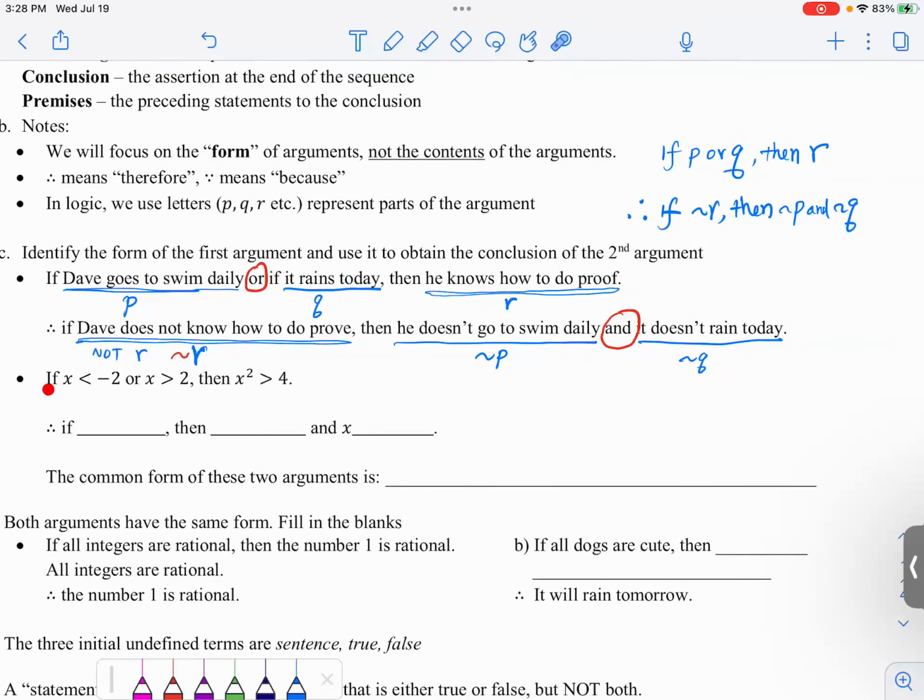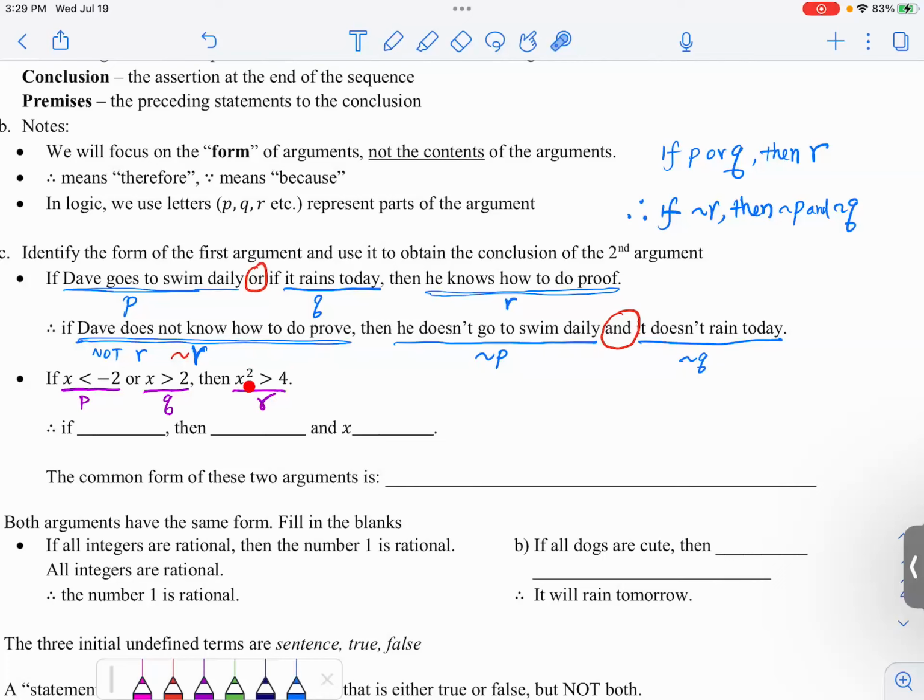So let's take a read of this. If x less than -2 or x greater than 2, I'm going to call this my P, this my Q, then this is my R. Do you see that? It is this form: if P or Q, then R, right? Now, according to the previous structure of the conclusion, we should say if not R.